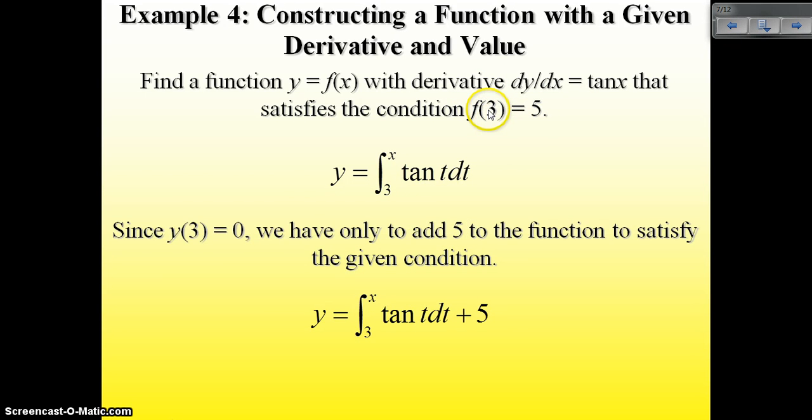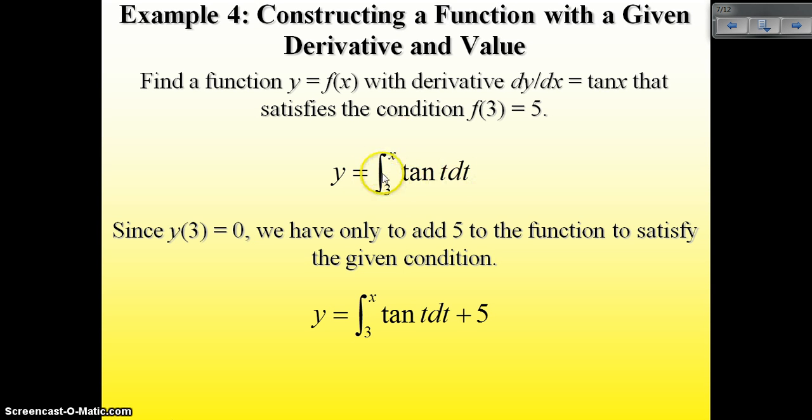You see, this tells me if I plug in 3, I should get 5 out as an answer. Well, if I were to plug in 3 right here, right now, I'm going from 3 to 3. That is the 0 rule of integrals, and so that means that this whole thing is 0. I'm starting and stopping both at 3. I cover no space, I have no area.